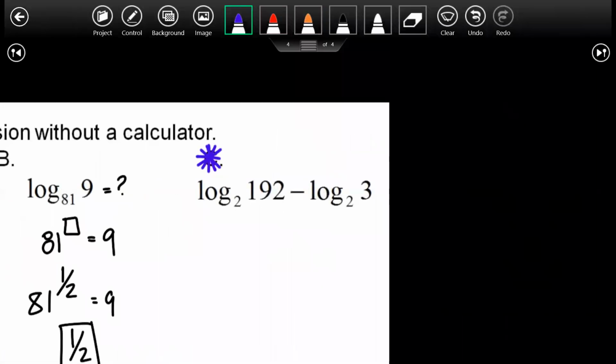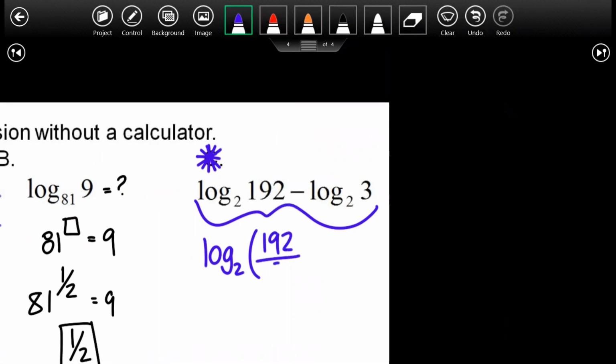So we're going to divide them. This is going to take them into one logarithm because they have the same base. Log base 2 of 192 over 3. Can that be reduced down nicely? What does that give me? 64.